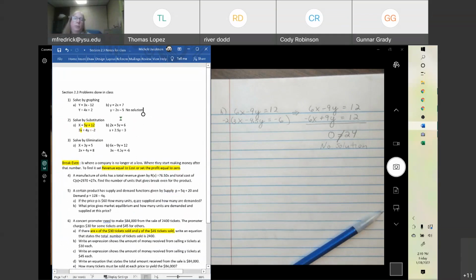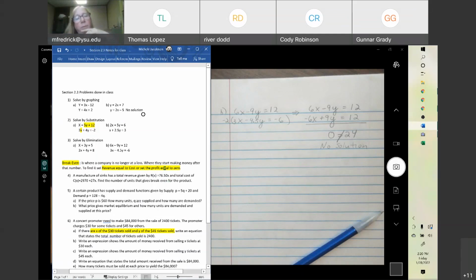These problems will use these different ways of solving. But first of all, break even. We did a few problems this week where we found when the company is no longer at a loss, how many do they need to produce and sell so you're no longer at a loss? That's your break even quantity. So if you want to know when you're no longer at a loss, you're finding your break even quantity. They're the same thing.